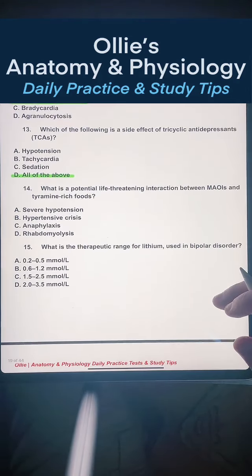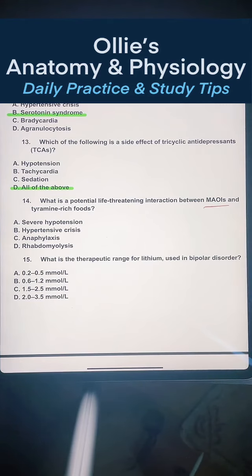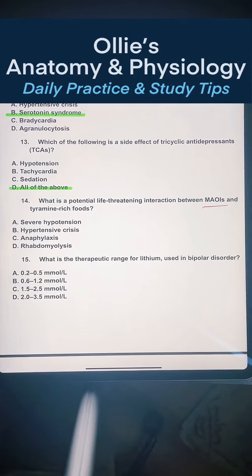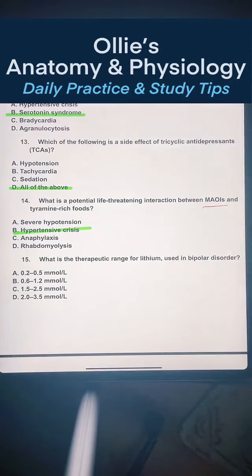Number 14, what is a potential life-threatening interaction between an MAOI and tyramine-rich foods? My last two questions here as well. What do we think it is? So it is B. It is a hypertensive crisis.